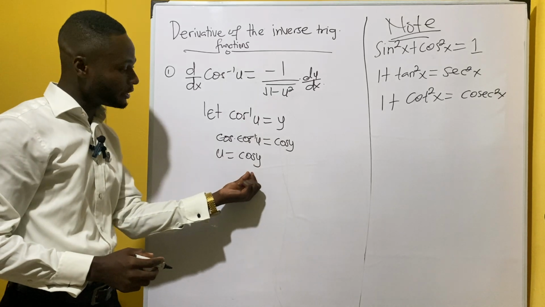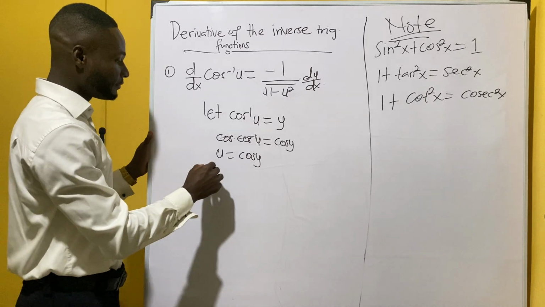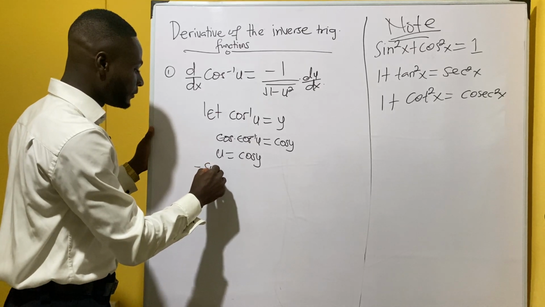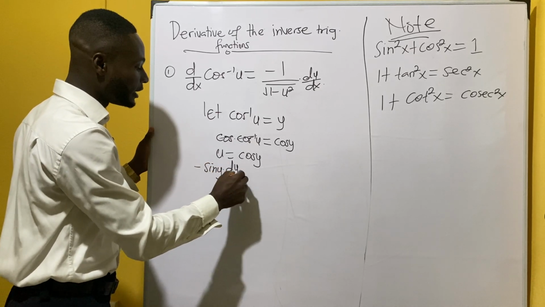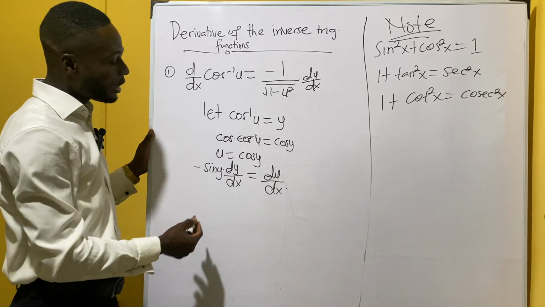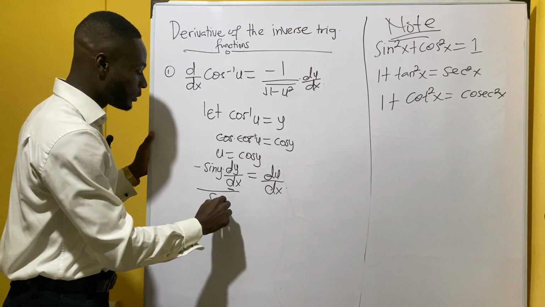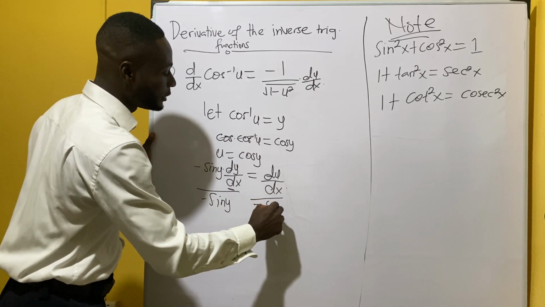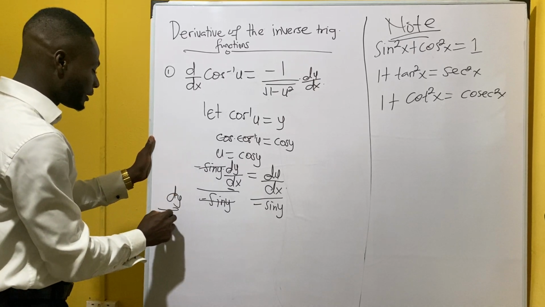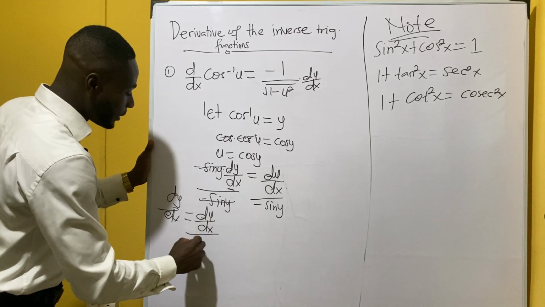So we differentiate both sides. This time we use the chain rule here, and then we differentiate this part as well. So we have the differential of cos, as usual, is negative sine y. So we have negative sine y times the differential of the inner function as well. And that should be equal to du over dx. Now, we are interested in dy dx, so we divide through by negative sine y. So we can say that dy dx is equal to du over dx, all by negative sine y.